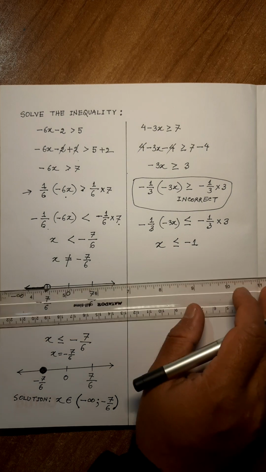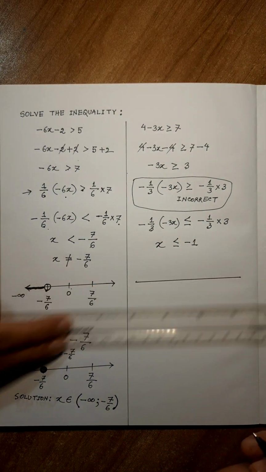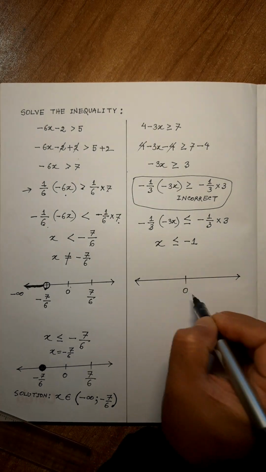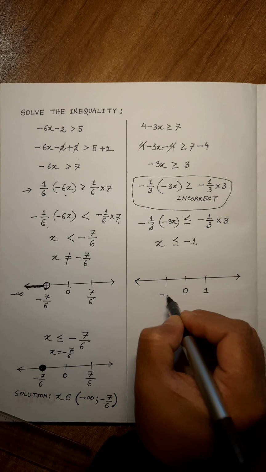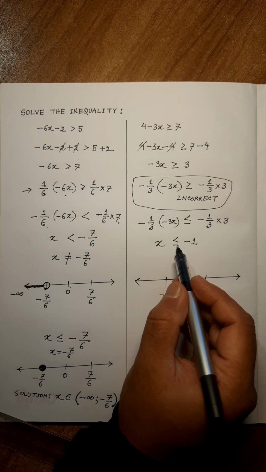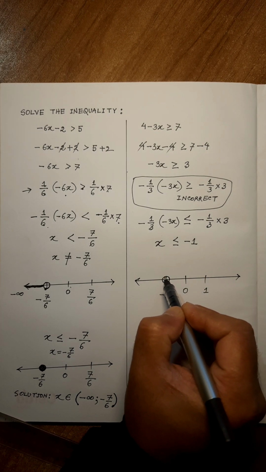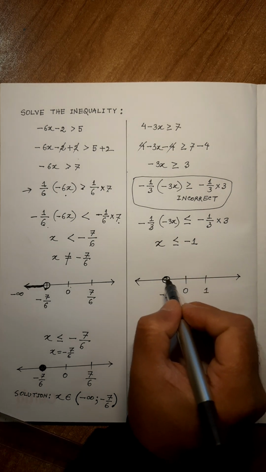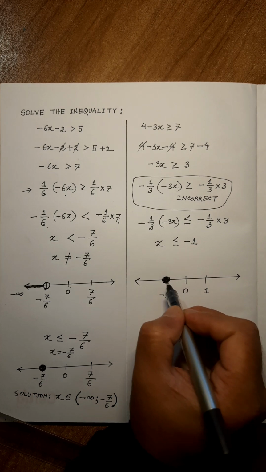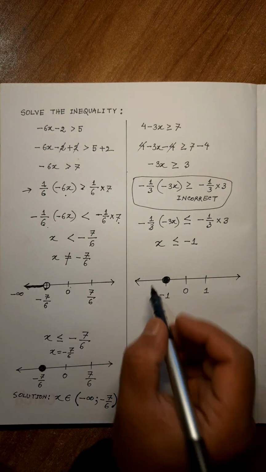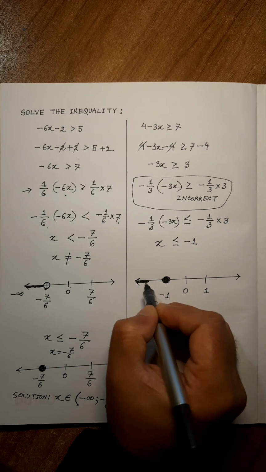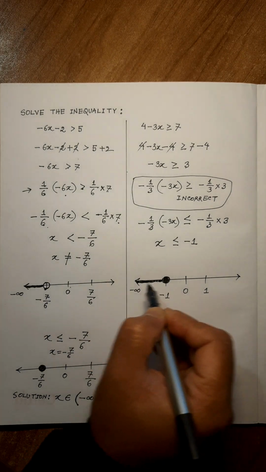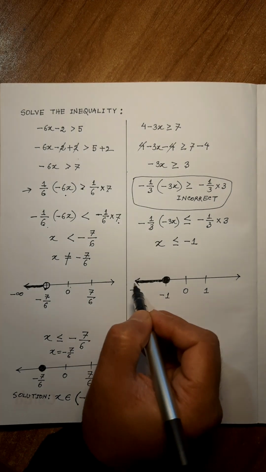So, let's try to draw that on a number line. This is our number line. Now, this is our 0. Well, this is our 1. This is our negative 1. X is less than or equal to. So, negative 1 itself is included. X is indeed equal to it. So, we have to fill up this circle. We can't keep this circle empty. And anything less than negative 1, so all the way up to negative infinity here. All the values that are less than negative 1 are on the left.